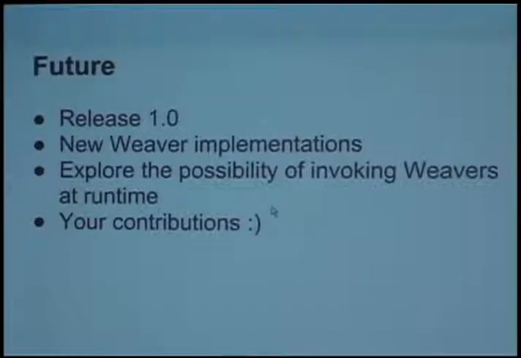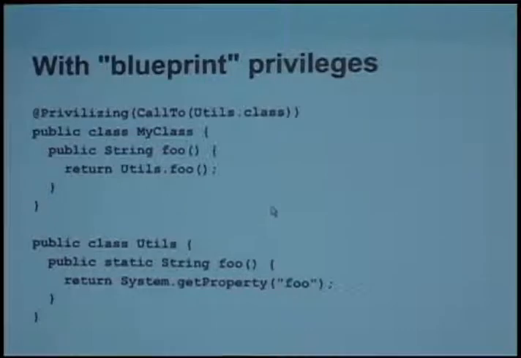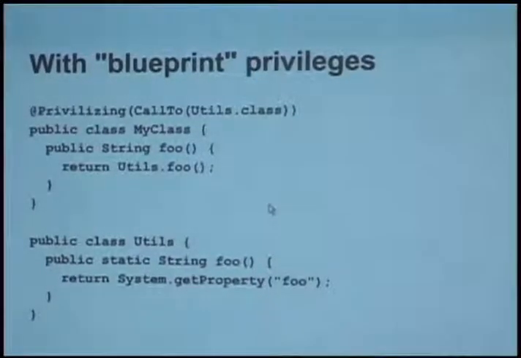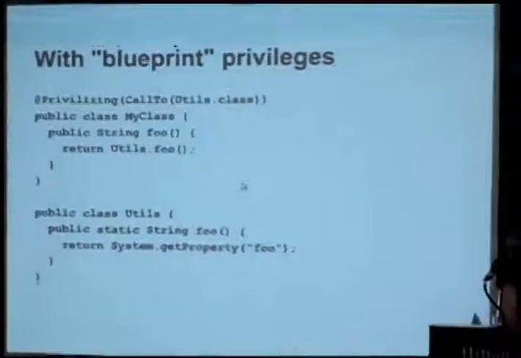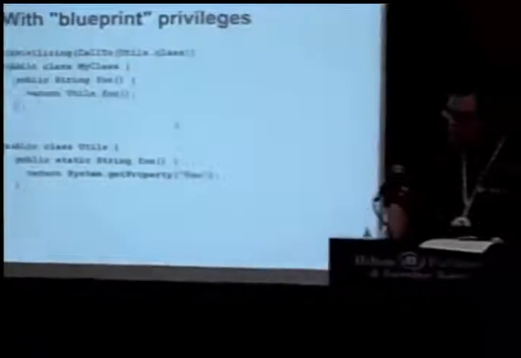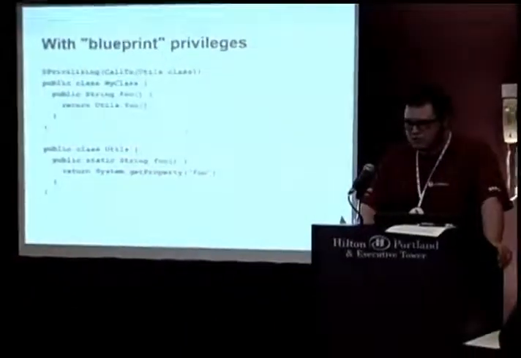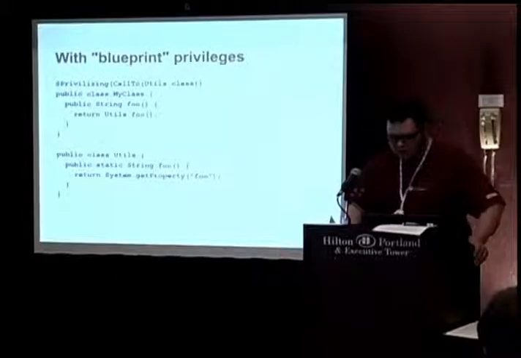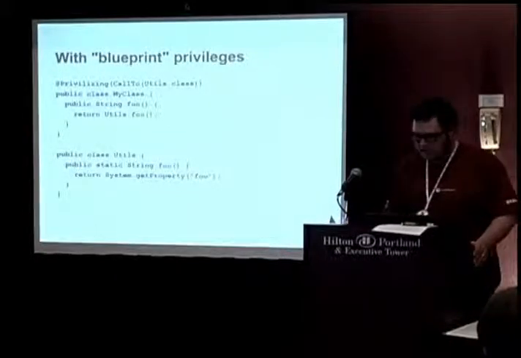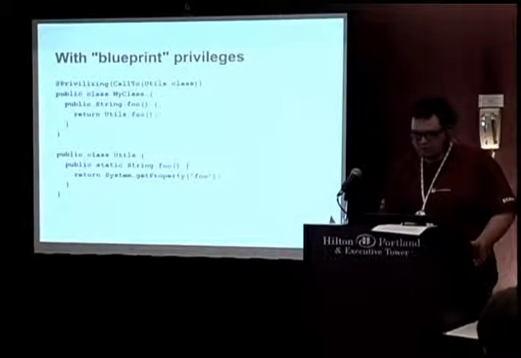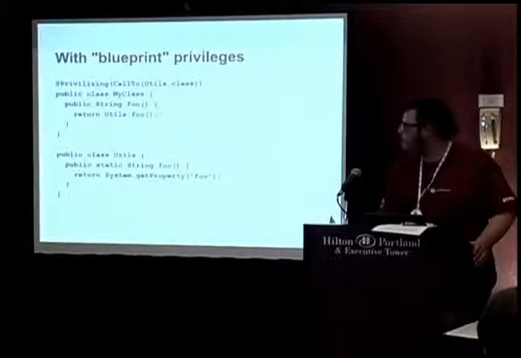So in the future, and actually this last bit with the blueprint privileges is what I've been working on this week as time permits and at the hackathon, et cetera. And this is almost complete. It works all except for recursively called methods. As an implementation detail, this is using JavaAssist, which isn't necessarily the most robust bytecode processing tool, but it does get the job done for the most part.